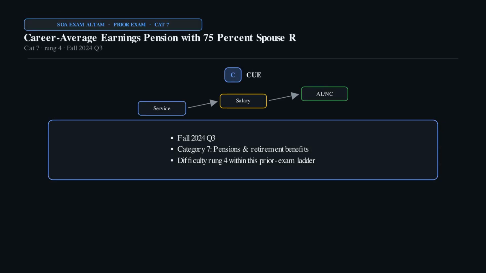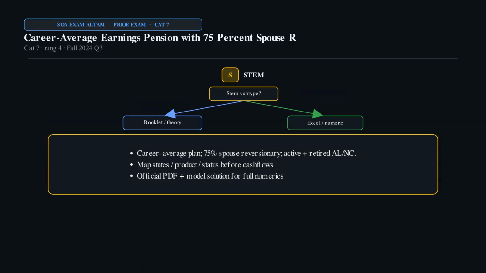Fall 2024 Question 3. This sits in Category 7, Pensions and Retirement Benefits, difficulty rung 4 on the prior exam ladder. Recognition Q, DC fund or DB AL/NC with TUC/PUC and overlays. STEM focus, career average plan, 75% spouse reversionary, active plus retired AL/NC.